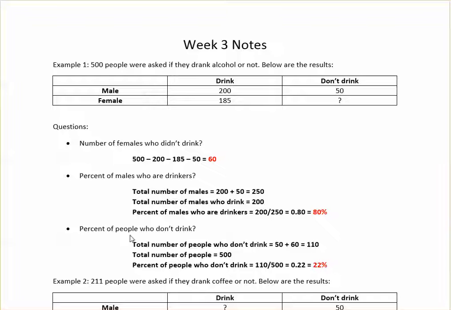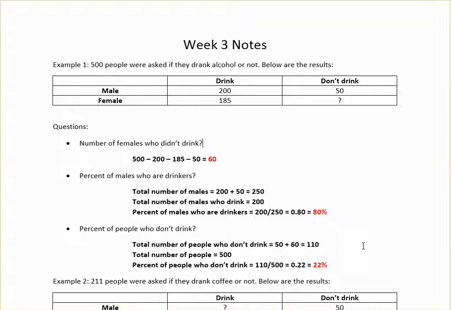So what about the percent of people who don't drink? For this one, you take the total number of people who don't drink. The don't drink are 50, and then this 60, which came from here. So 50 plus 60 is 110. You need the total number of people. You remember the total number of people is 500, and that came from right here, the 500 people who were surveyed. Then you just divide the 110, the total number of people who don't drink, by the total number of people, which is 500, to get 0.22, which ends up being your 22%. And once again, when you enter this into Canvas, you just do 22.